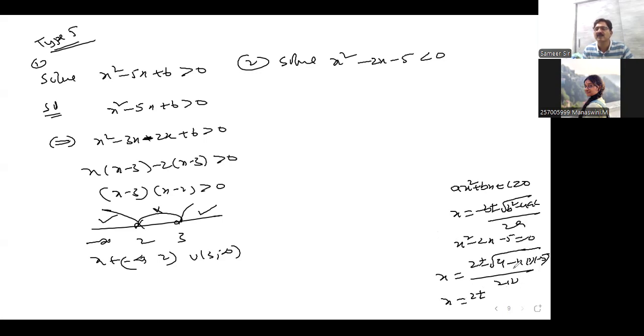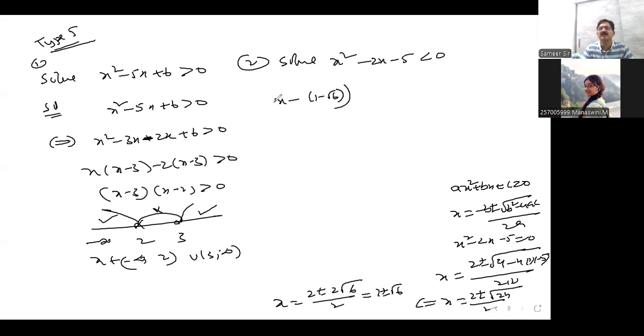2 plus or minus root of 24, by 2. Am I right? So x is equal to 2 plus or minus root 24 by 2, which you can further simplify. So you will get 1 plus or minus root 6. Write here like this: x minus 1 minus root 6, and another one, x minus 1 plus root 6, less than 0.